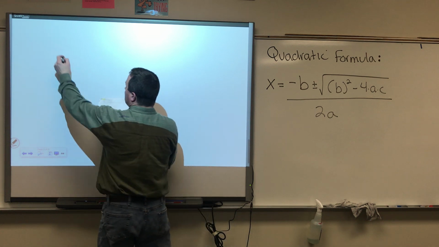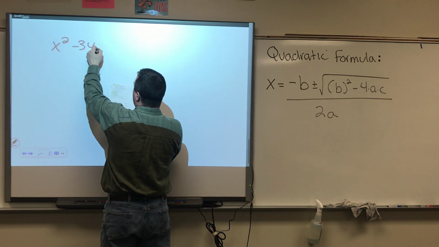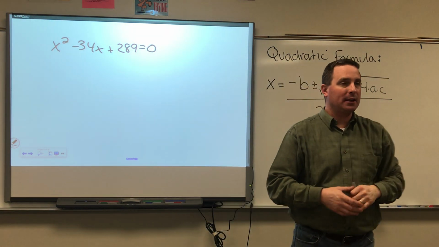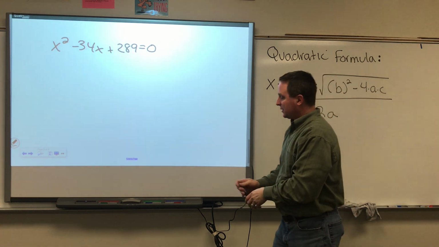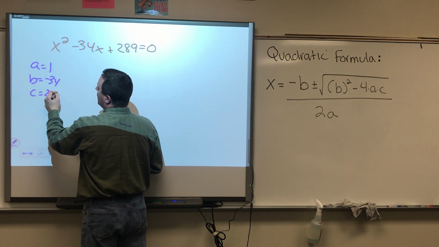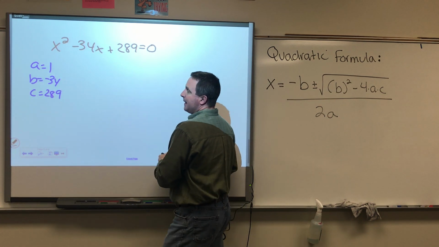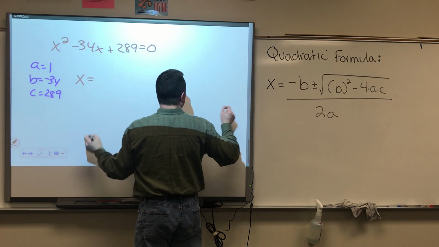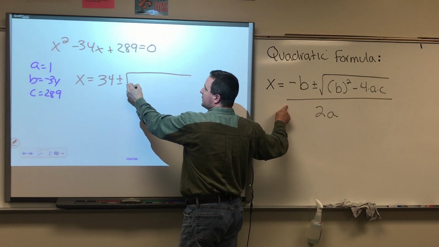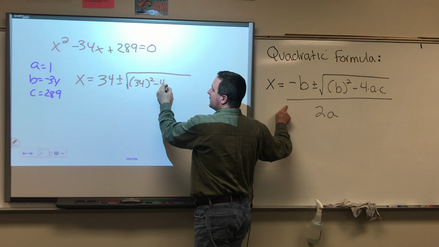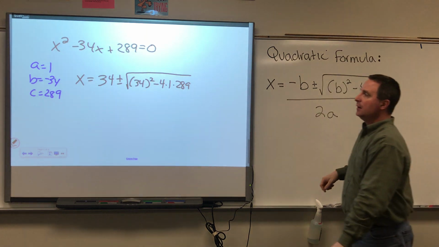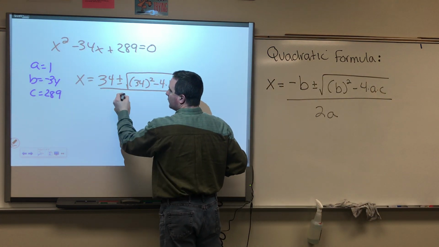This one's a little bit different too. I'm going to have x squared minus 34x plus 289 equals 0. Oh man, this is a big number, 289. Let's try this. If I identify A as 1, B is negative 34, and C is 289, I'm going to go to my equation. The opposite of B is going to be positive 34 plus or minus the square root of B squared minus 4 times A times C, all over 2A. 1 times 2 is 2.